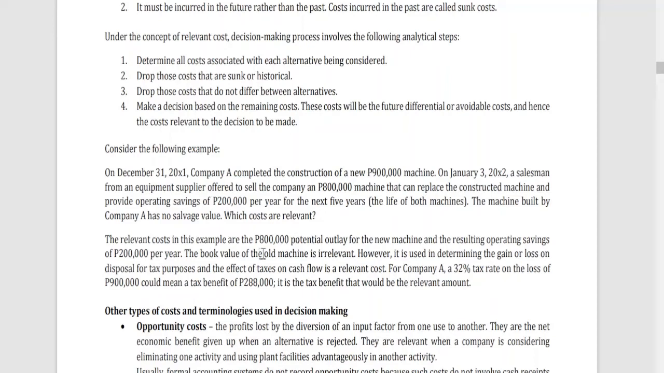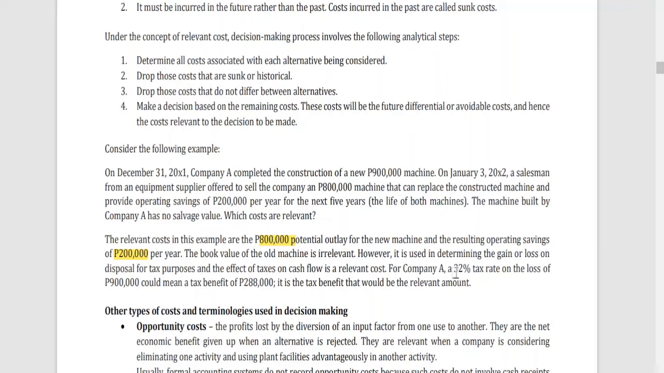Okay, so the relevant costs are the 800,000 potential outlay. Yung sabi potential outlay, pwede mo ni siyang magasto once you decide to buy the new machine nga gi-offer sa salesman or the supplier. And then, the operating savings. So, relevant income siya. Kaya diba, kung mo buy ka sa new nga machine, you are going to save 200,000 a year for the next 5 years. So again, ang 800,000 o ang 200,000 per year ang relevant in the decision.